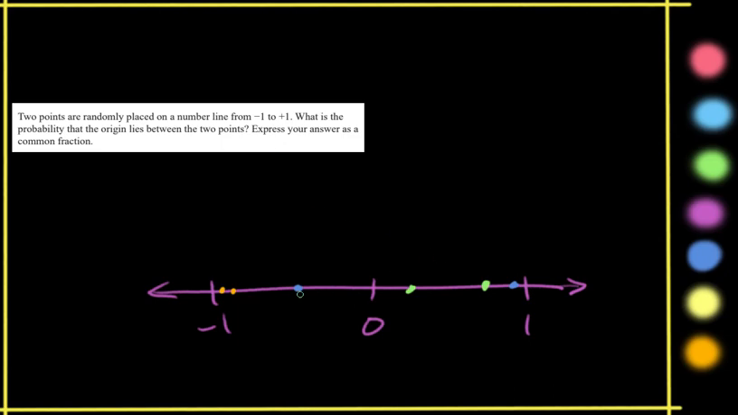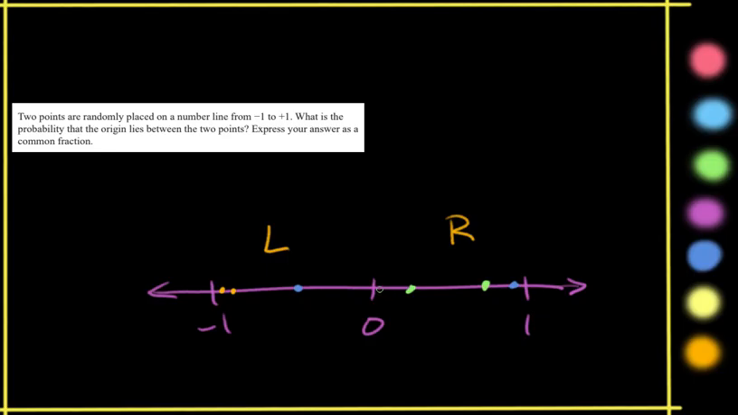Okay, so for example, in the cases that I drew, in the blue case, the origin is between the two. The origin is 0. And in the green case, it's not. And in the gold case, it's also not. So I think here, it's useful to think about picking one of the points first. Sometimes, when they say you pick two things, it can be useful to think about picking one first and then picking the other. So when you pick the first one, it might be on the left side of the origin, it might be on the right side of the origin.